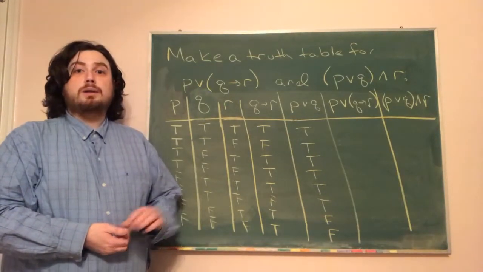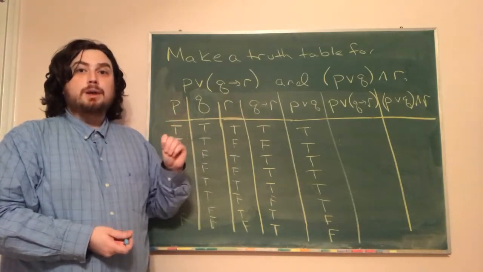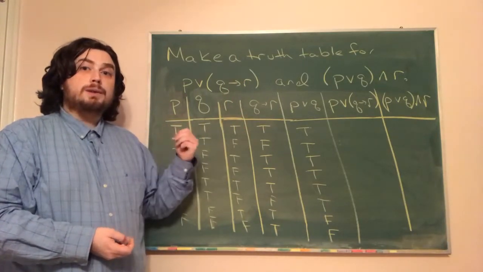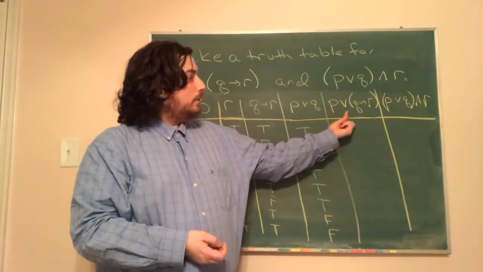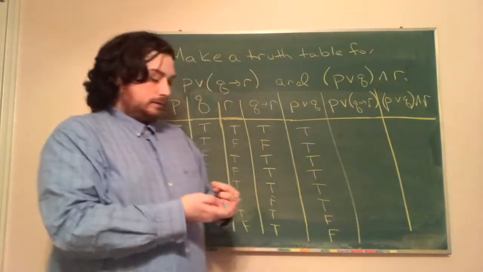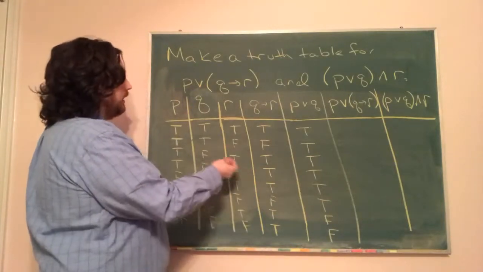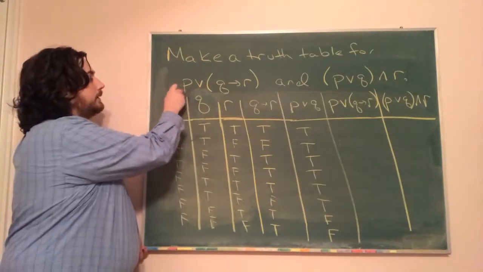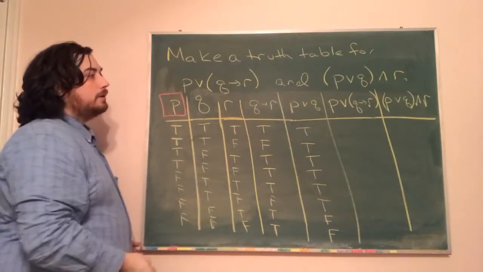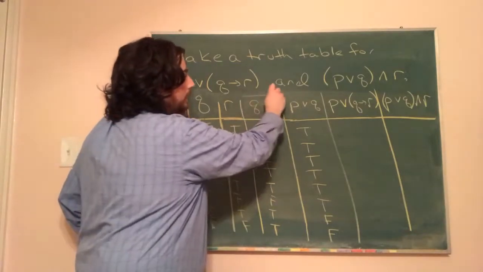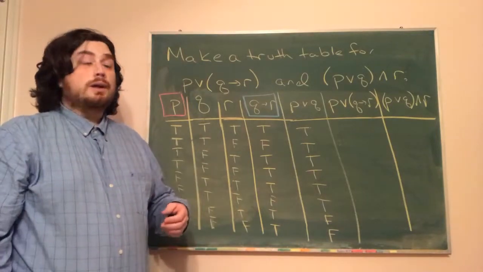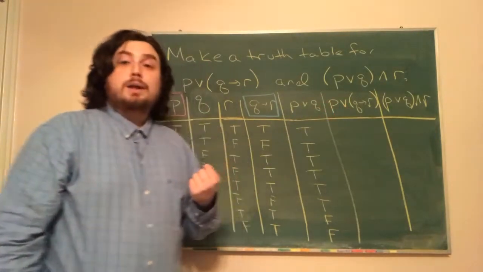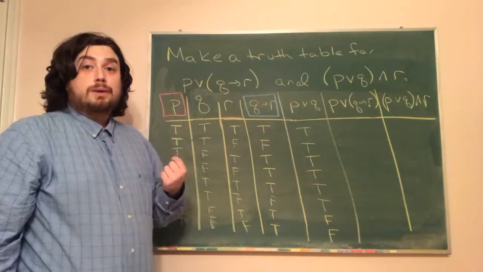Alright, now that we've created the columns for those statements, we're going to look at which columns we need to look at in order to determine the statements. So the first one we have is P or if Q then R, and so I'm going to look at P, which is going to be this column, and I'm going to look at if Q then R, which is going to be this column. As I read that, this is an OR, so I need at least one to be true out of those two columns.